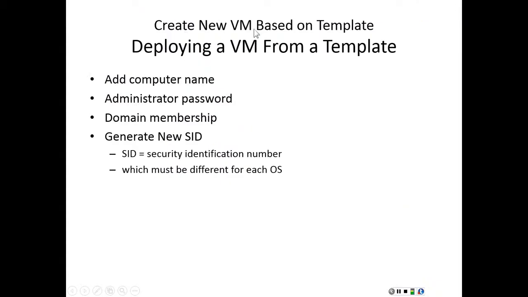Now let's create a new virtual machine based upon the template, and this is called deploying a virtual machine from the template. So when we do this, we are going to have to supply the following variables: computer name, administrator password, domain membership, and generate a new SID, a security identifier. A security identifier is a unique number which must be different for each operating system. No two should have the same.